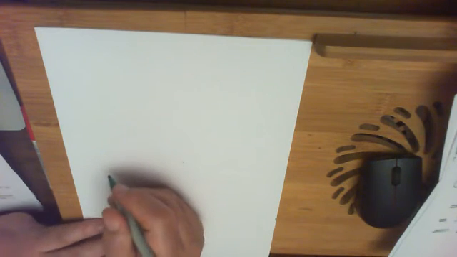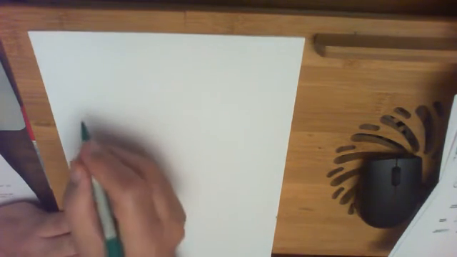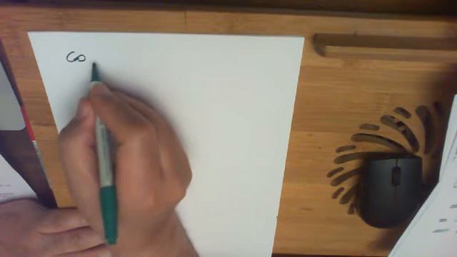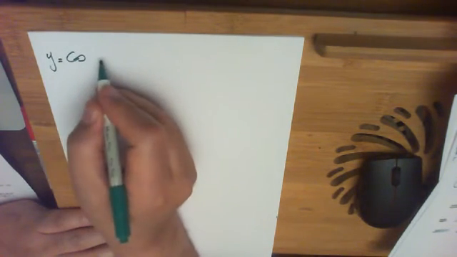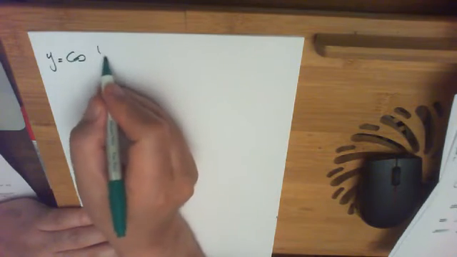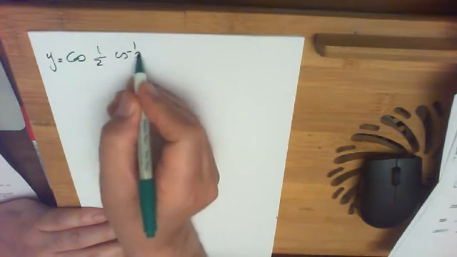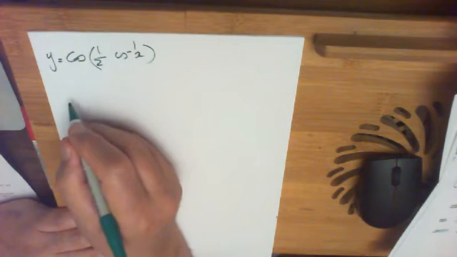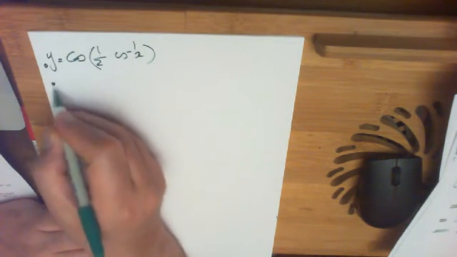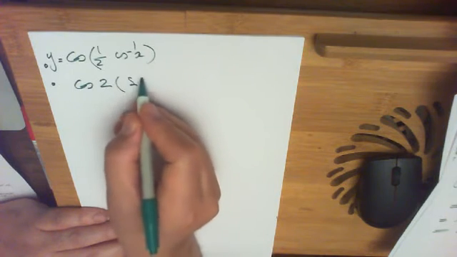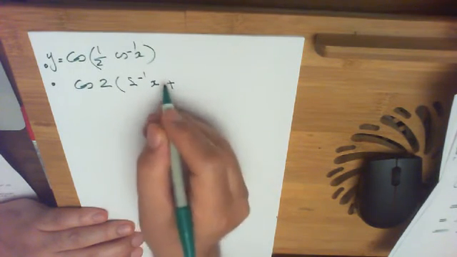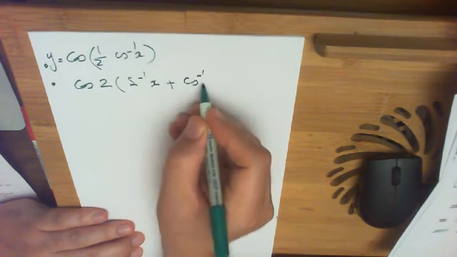I leave for you two problems. Evaluate, or express in x only: y equals cosine of half cosine minus 1 x, and the second one, cosine of twice sine minus 1 x plus cosine minus 1 x.